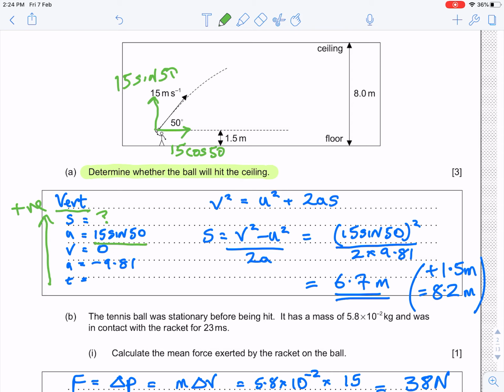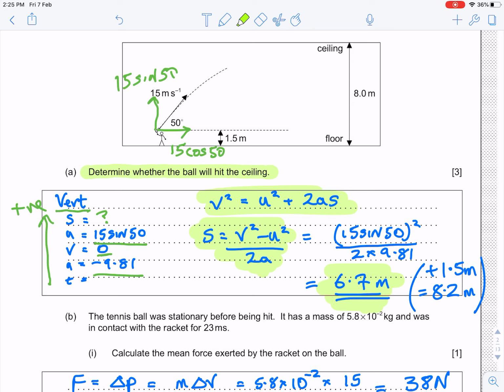Our final velocity vertically is 0 when it reaches its maximum height, and the acceleration is acceleration due to gravity, minus 9.81. So then I look in my data booklet, I find the equation I need. I need one with initial and final velocity, acceleration and displacement. I rearrange it to make displacement the subject, put the numbers in, and I get an answer of 6.7 meters.